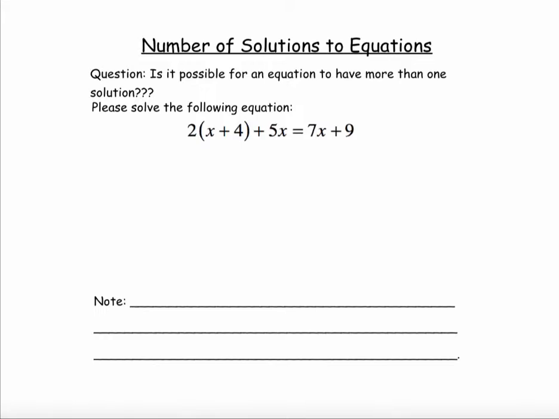Why don't you take a moment to try to solve this following equation? Pause the video, give it a try, and see what happens. All right, so maybe something weird happened when you tried that.